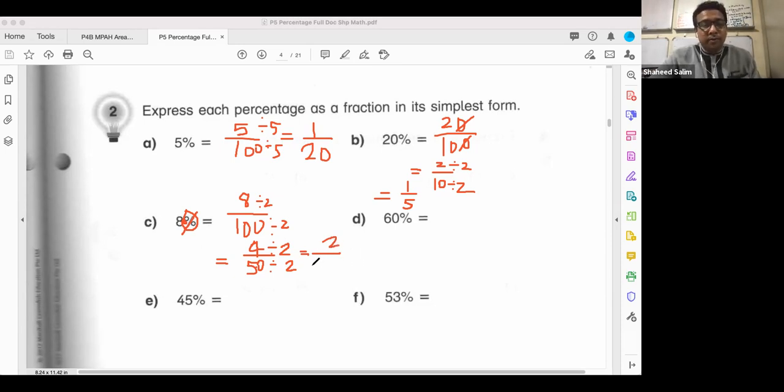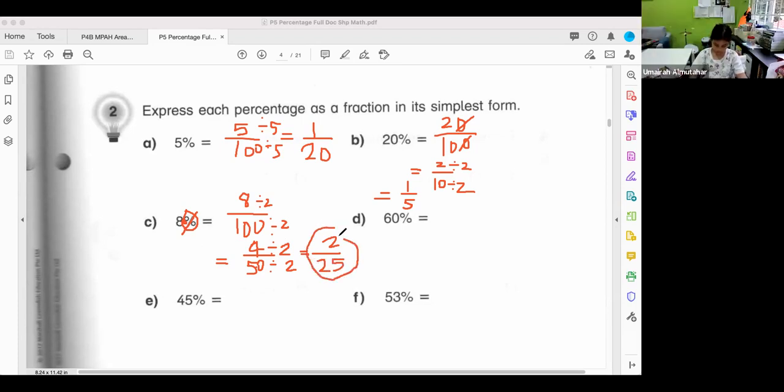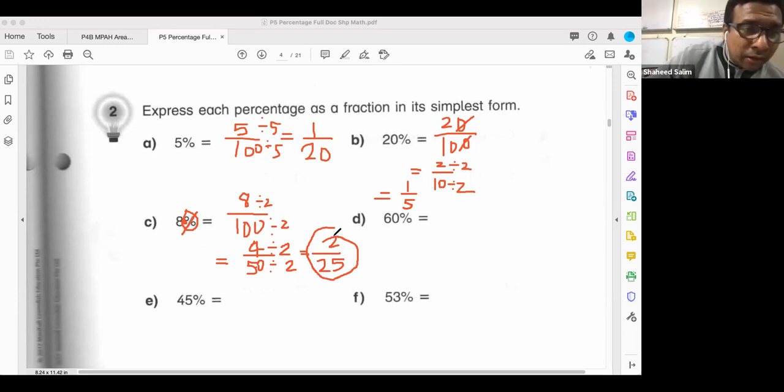Hey, you have a calculator, 25. 2 out of 25. Shalina, are you okay? You understand now, Shalina? Yes, sir. Umaira, you have a calculator or not, Umaira? Then use your calculator. You know how to use a calculator?